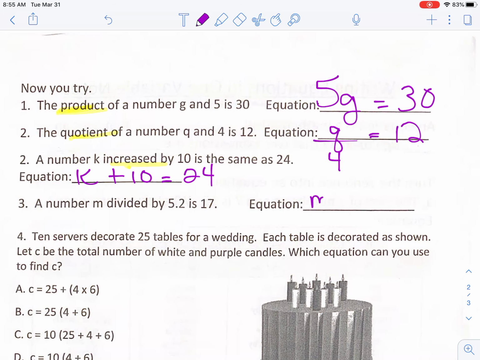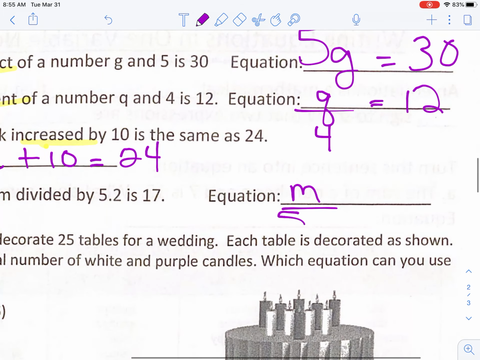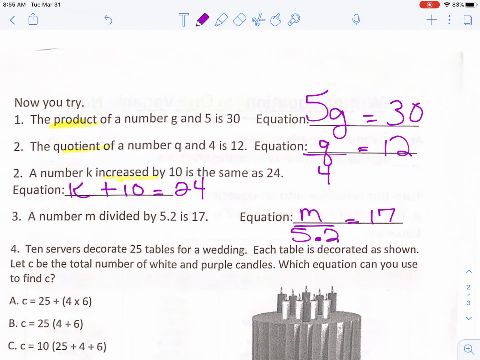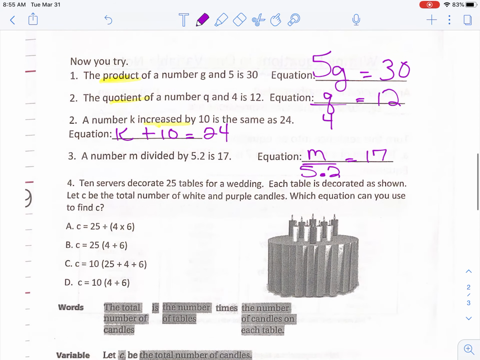And the last one, a number M divided by 5 is 2/10? Again, just look for those key words that tell you what operation you're going to be using to write these equation sentences. Okay, we have a few word problems to solve as well.